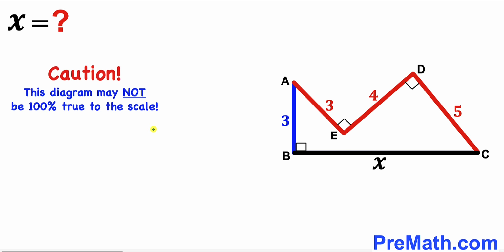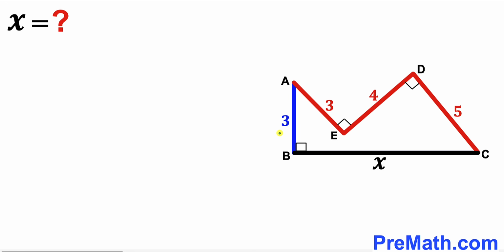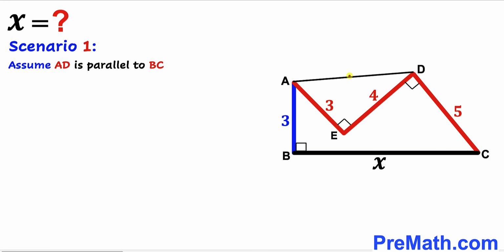Please keep in mind that this figure may not be 100% true to scale. Let's go ahead and get started. We are going to consider two scenarios to solve this problem. Here's our very first scenario. We are going to connect these two points A and D, as you can see in this next step. Now let's assume that this line AD is parallel to side BC.